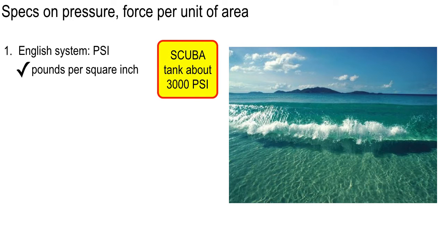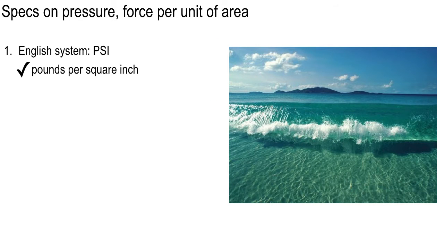English system, PSI: a typical scuba tank has a 3,000 PSI rating. That's the amount of pressure they pressurize the air with, and that stores air in the tank. And there are other PSI ratings as well. Air pressure in your car tires, 32 PSI maybe. Bicycle, 60, 80, depending on the bicycle tire and how much air you put in. So PSI is very common for a pressure rating system.